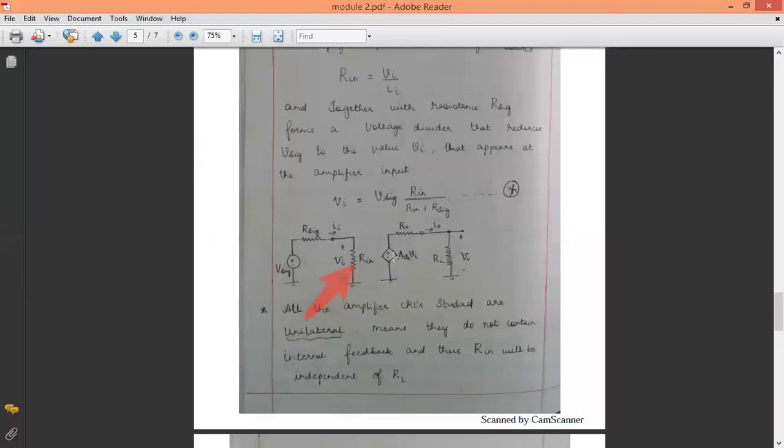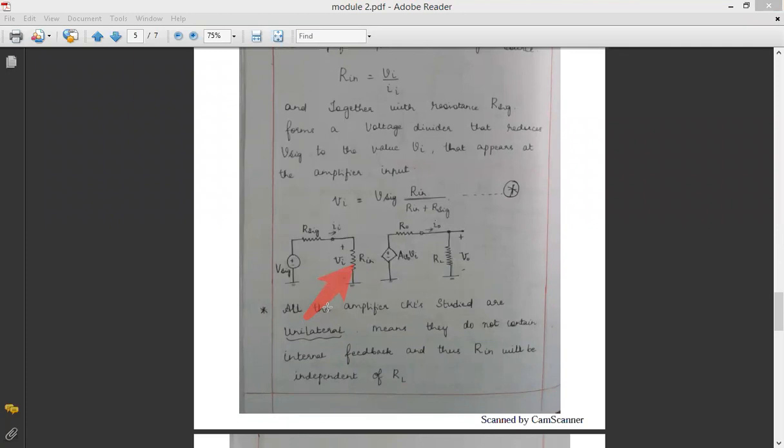The amplified voltage is represented by a dependent source. Why is it represented by a dependent source? Because the voltage here is dependent on the input voltage Vi. So this is A0 into Vi, and this is the output impedance. All amplifiers will have the output impedance R0, and you are taking the output V0 here. Understood? Basically, students, all these amplifiers are known as unilateral amplifiers.